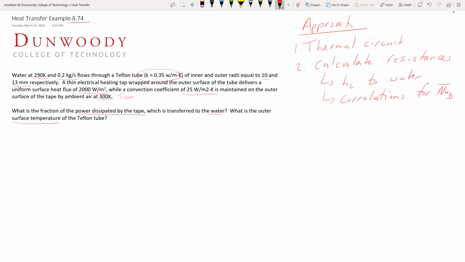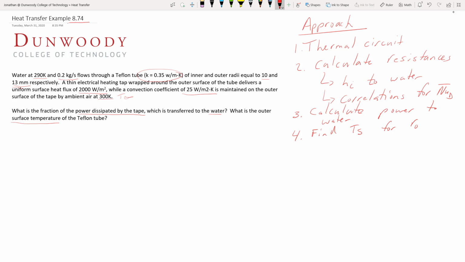And once we have that, we'll calculate power to the water. And last, we'll find T_s at r_o for the outside surface of that. All right, so that's our approach.